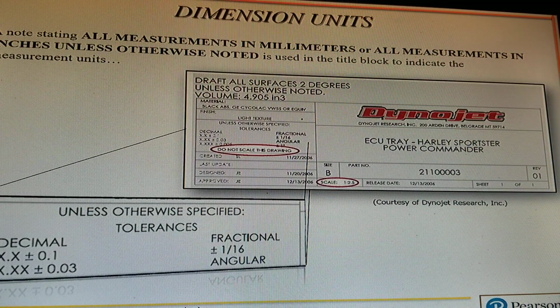Dimension units. A note stating all measurements in millimeters, or all measurements in inches unless otherwise noted, is used in the title block to indicate the measured units. You want to make sure that the reader understands what units you're drawing in, so they know how to read the measurements, whether it's metric or inches, right?